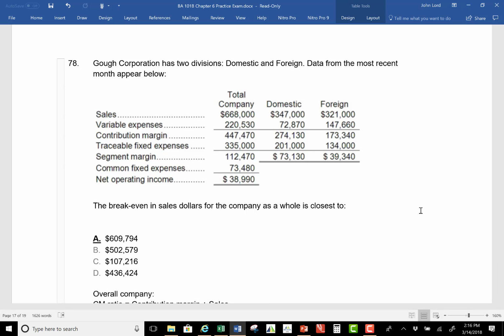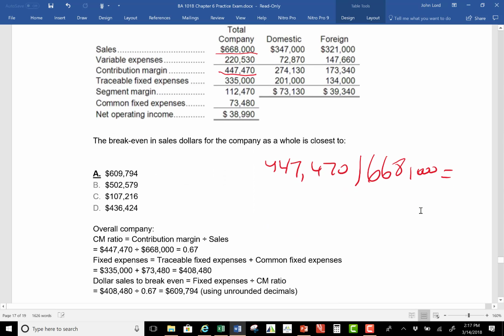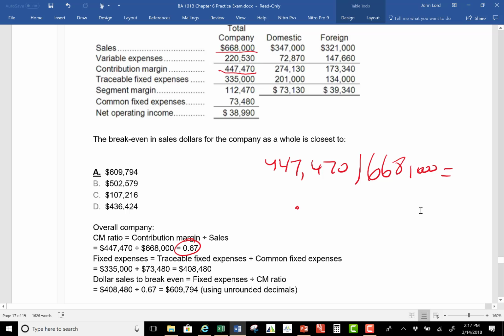Now you come down and we look at this Gal Corporation, and they want the break-even in sales dollars for the company as a whole. So we're going to take the overall company contribution margin, aren't we? We take the 447,470 and divide that by the 668,000, which gives me a contribution margin ratio for the overall company of 0.67.